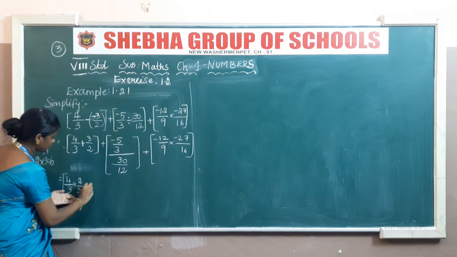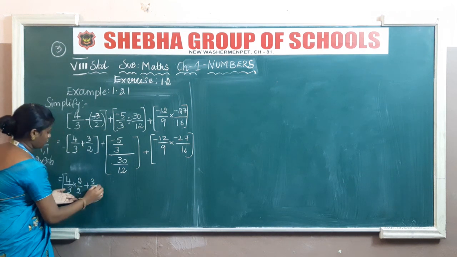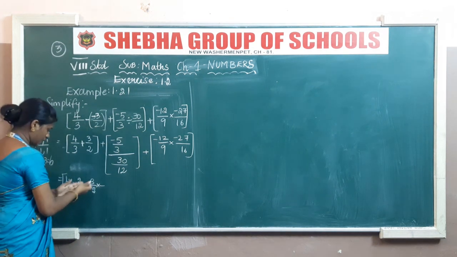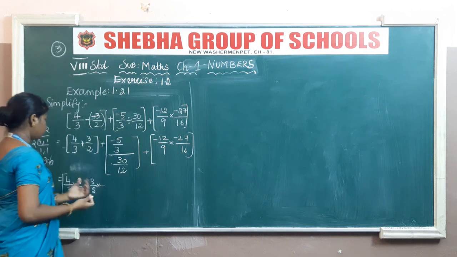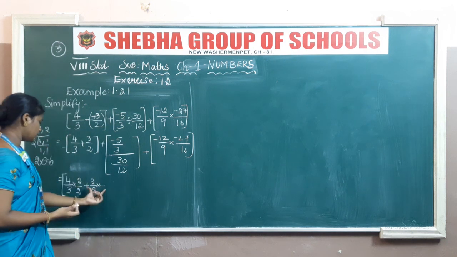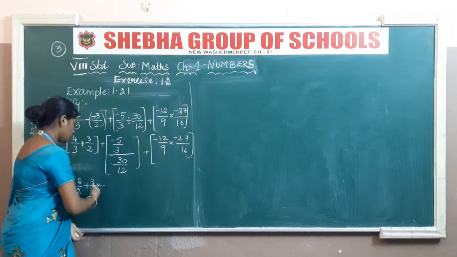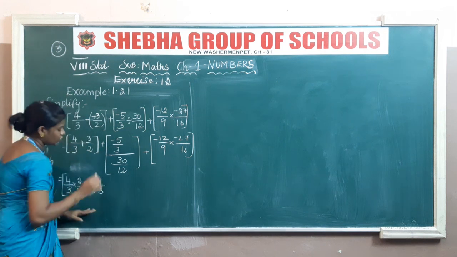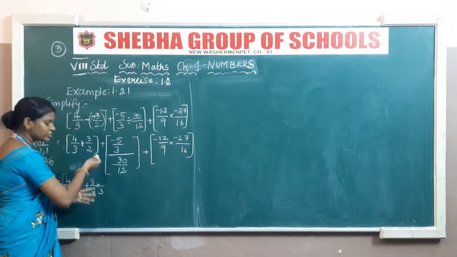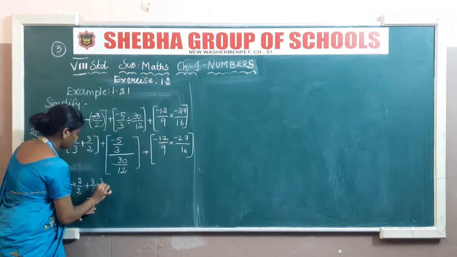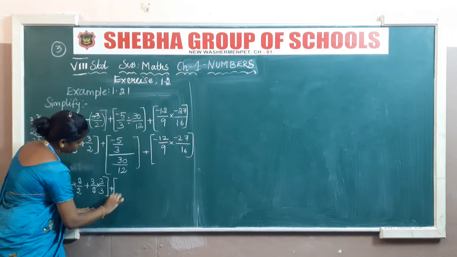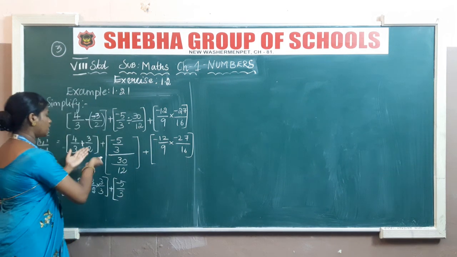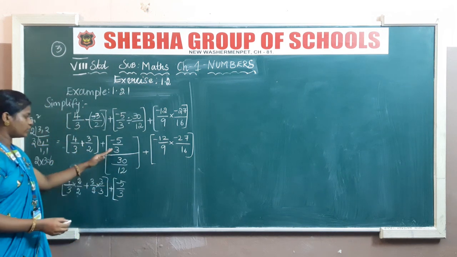Plus 3 by 2 into 3 by 2. For the denominator we always take 6, so we have to multiply with 3. The denominator is also 3, so the numerator also we have to write 3. Plus this portion, 5 by 3 minus 5 by 3, and the whole divided by 30 by 12.